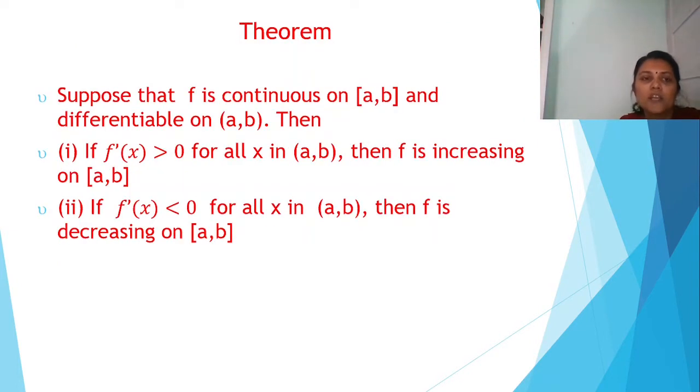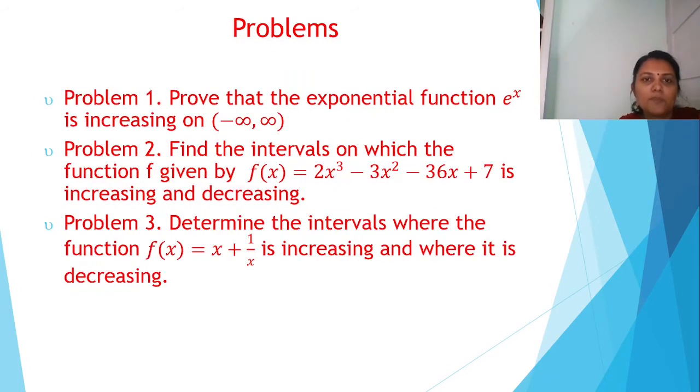So we have a theorem. Suppose f is continuous on [a, b] and differentiable on the open interval (a, b). Then if f dash x greater than 0 for all x in (a, b), then f is increasing on [a, b]. And if f dash x less than 0 for all x in the open interval (a, b), then f is decreasing on [a, b]. Now we have three problems based on that.